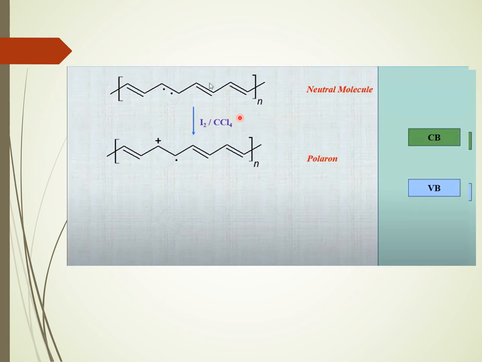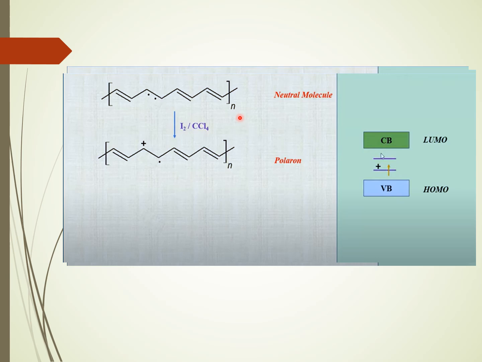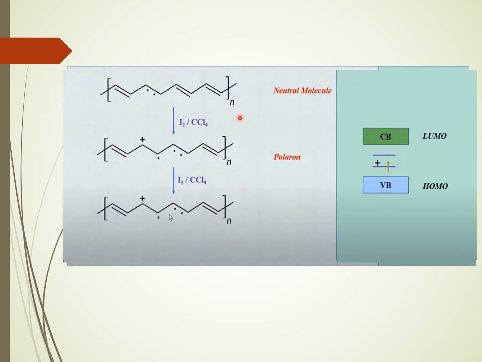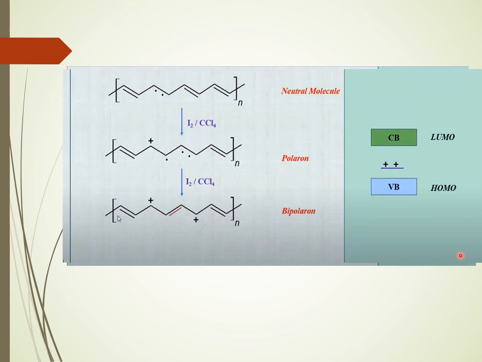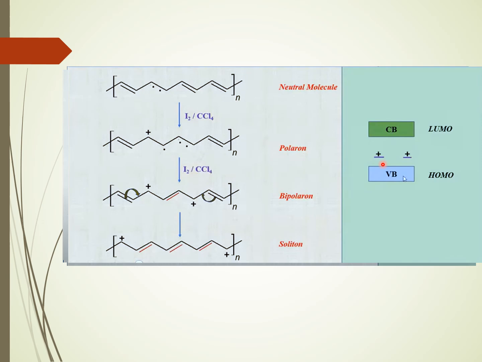Now when I introduce another iodine, that develops an energy level. So another charge is produced. See, at the energy level we have two positive holes, so that is a bipolaron, which then undergoes a reaction to give the soliton, where the positive charge moves outward and the electrons move inward. See here, three new bonds are formed.